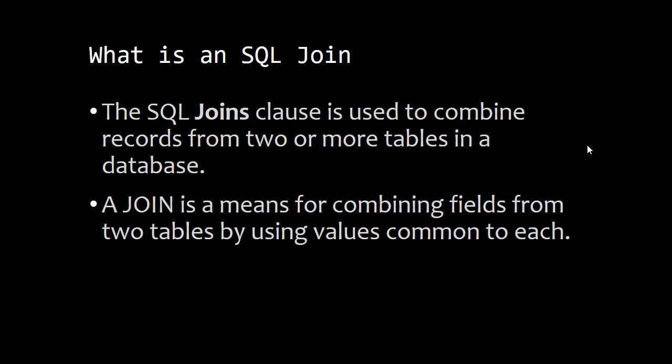All right. So an SQL join clause is used to combine records from two or more tables in a database. The join is a means for combining fields from two tables by using values common to each. Okay. And again, we are joining two tables. We can actually join 3 tables, 4 tables, 5 tables, whatever is needed based upon what is being asked of us and how the database is set up.